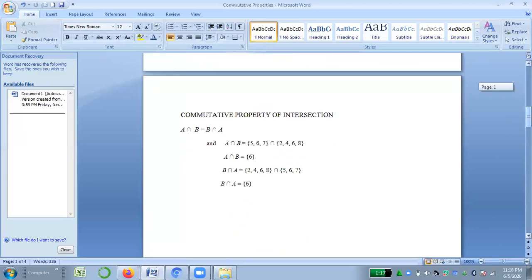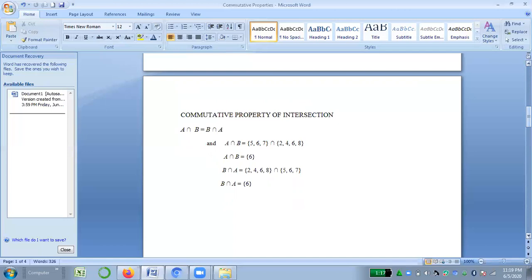Now we have to take the commutative property of intersection. Here it is. We have to verify it or solve it in the same way. Now A intersection B is equal to B intersection A. And the first step is A intersection B. So first we need to write A set 5, 6, 7, then intersection sign and then B set.